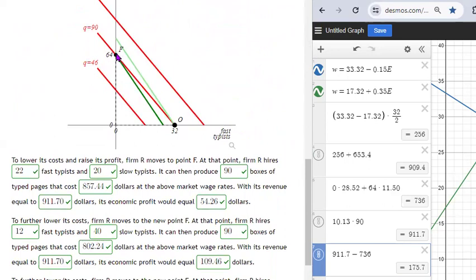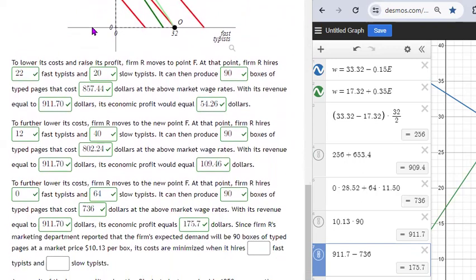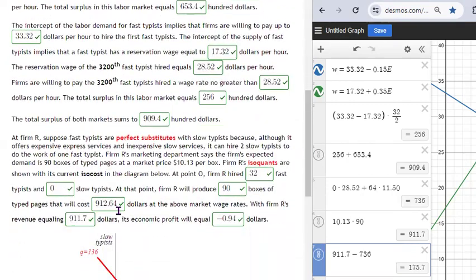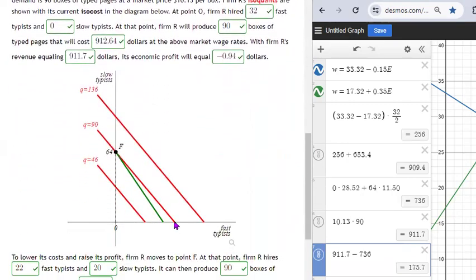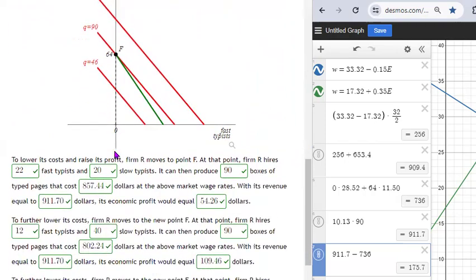So this is going to be the optimal solution if it desires and can sell 90 boxes of typed pages. Since firm R's marketing department reported that the firm's expected demand will be 90 boxes of typed pages at a market price of $10.13 per box, its costs are minimized when it hires 0 fast workers and 64 slow typists. So that's its optimal solution. It was originally here, but it learned that it can lower cost by being here and not affect its revenue, but increase its economic profit by lowering its cost.